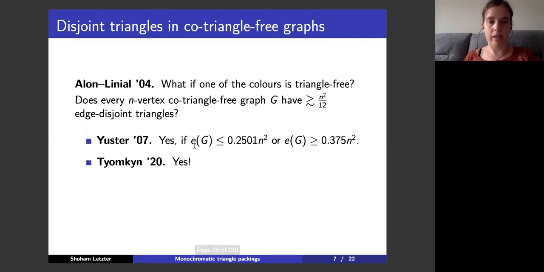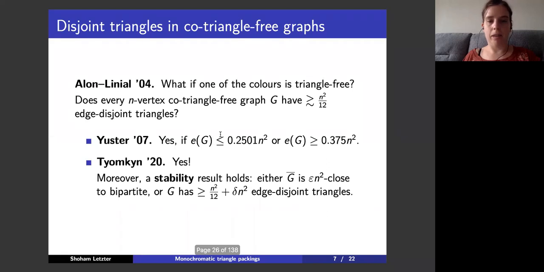And recently, Misha proved or answered this Alon and Linial question affirmatively. And moreover, he proved a stability version of the result, meaning either G complement is close to being bipartite, so our example kind of looks like the example that we had, or G has significantly more than n squared over 12 edge disjoint triangles.